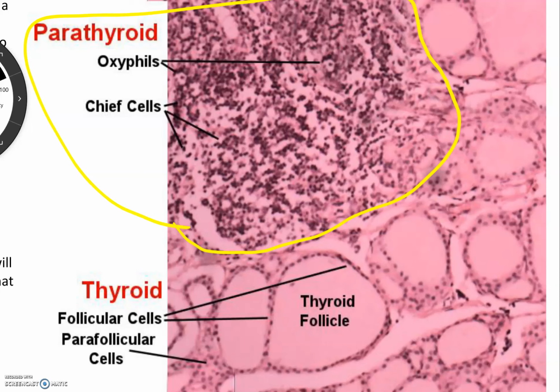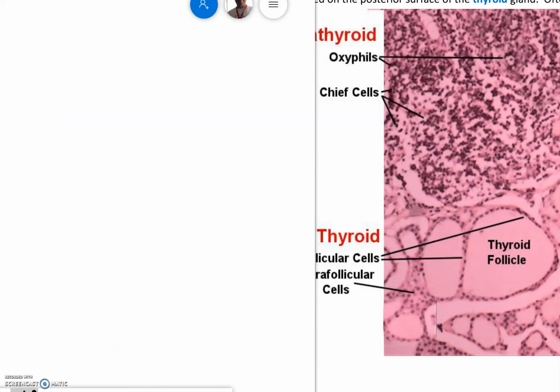Since the two glands generally are seen together, I'm going to draw both of them together, but you could have histology slides that are thyroid gland only and parathyroid gland only. So the thyroid gland consists of these thyroid follicles that have a colloid in the middle that contains iodine and the precursors to make thyroid hormone.